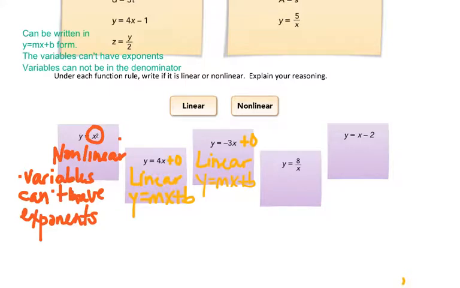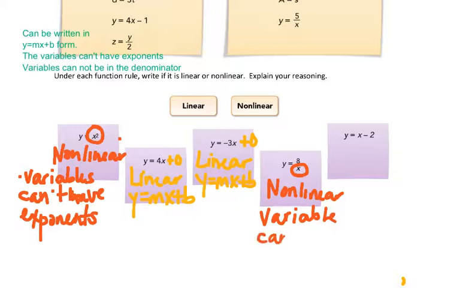This next one, y equals 8 over x. The third thing I wrote down up above is the variables cannot be in the denominator. So this one, because the variable is in the denominator, is non-linear. Alright, and then the last one, y equals x minus 2, that is in the form of y equals mx plus b, so this is linear.